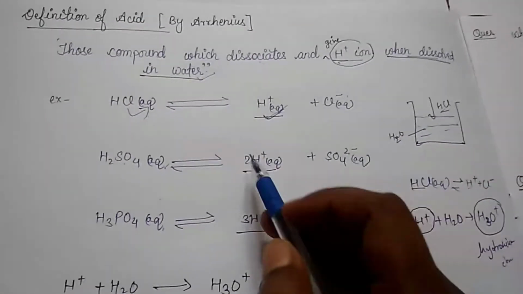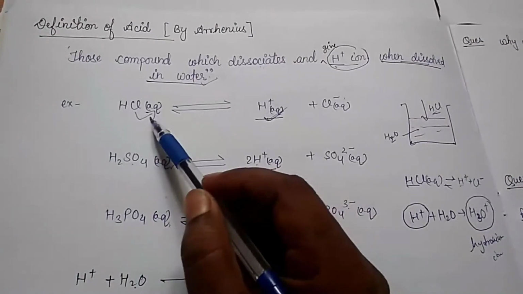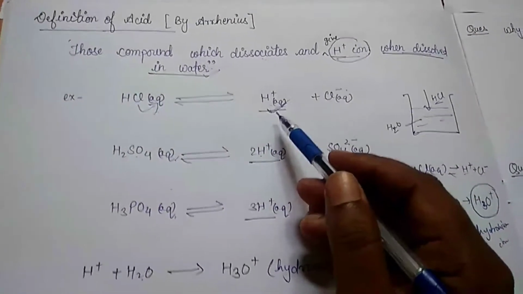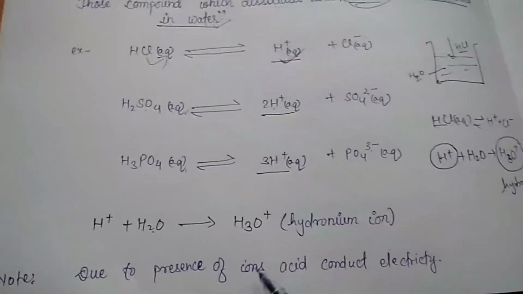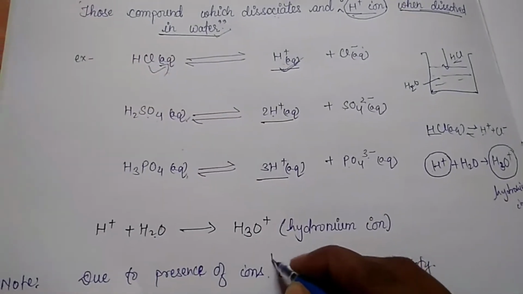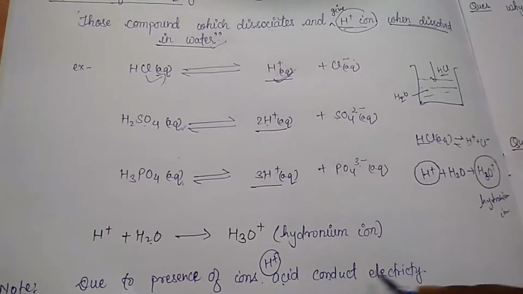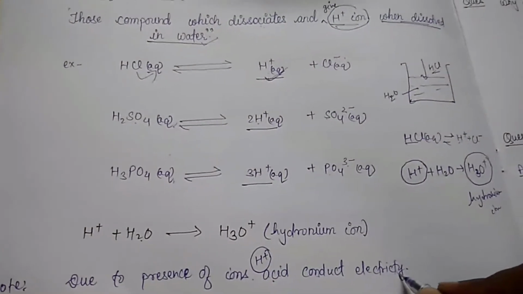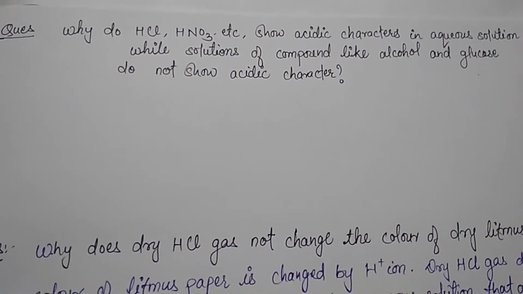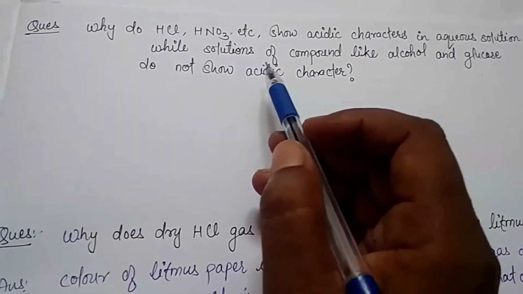And we can see, children, all types of acid produce ions. That is why they can conduct electricity. So please note in your copy, due to the presence of ions, meaning H plus ion, hydrogen ion, all acids can conduct electricity. Okay, children. And now we are going to solve the question on the basis of acid.